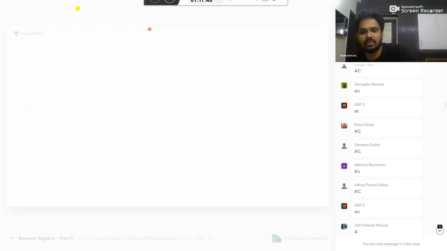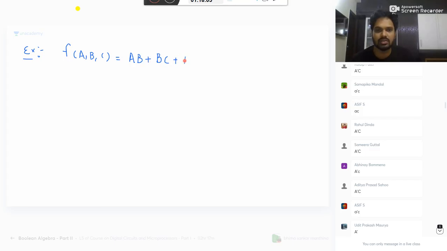So one minute please. Let me give you an example of self-dual. If you have a function f of A, B, C equal to, I am giving one example. Later I will tell you one simple rule to identify this self-dual. When we discuss SOP POS, for any function given, within very less time you will be able to find whether it is self-dual or not. The technique we will discuss.